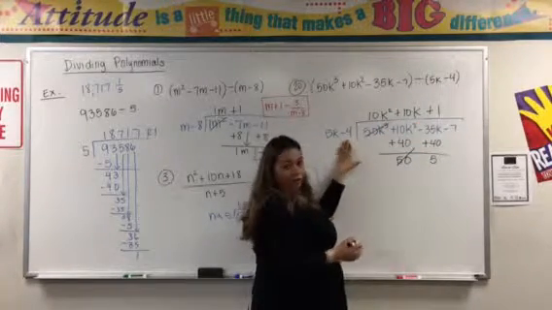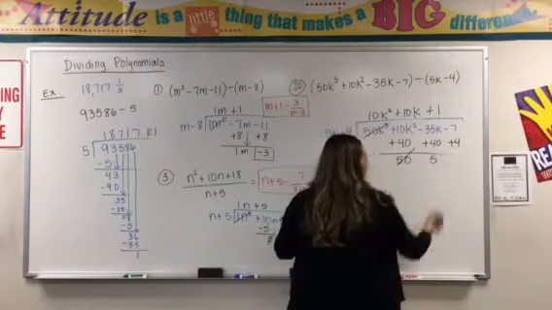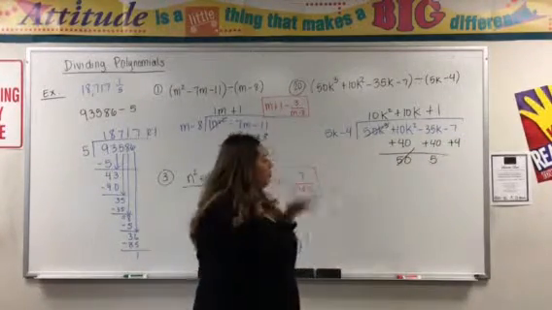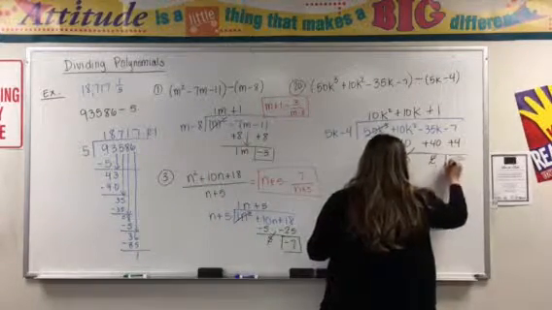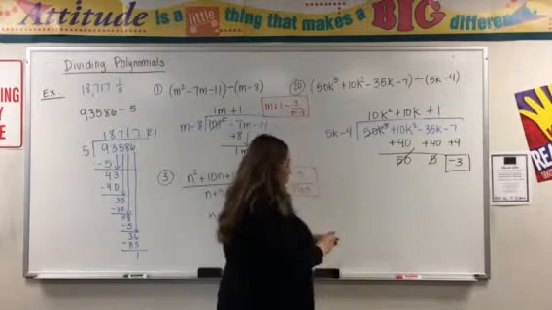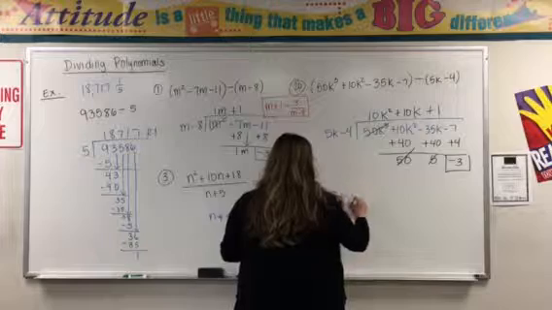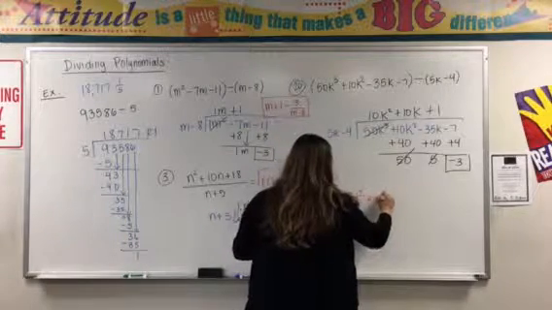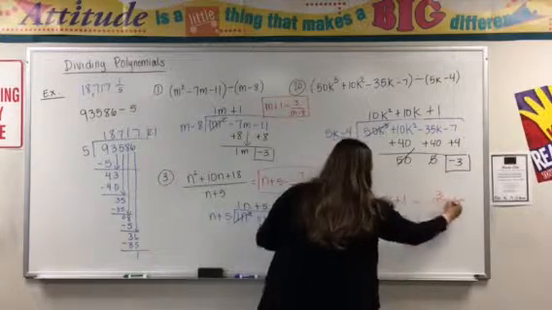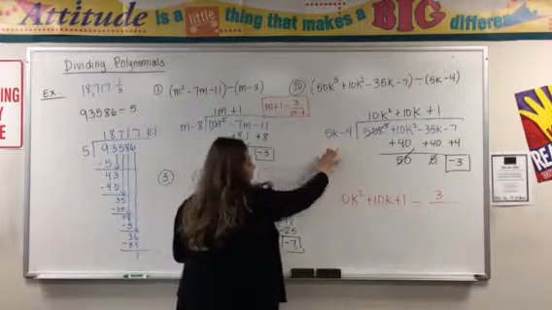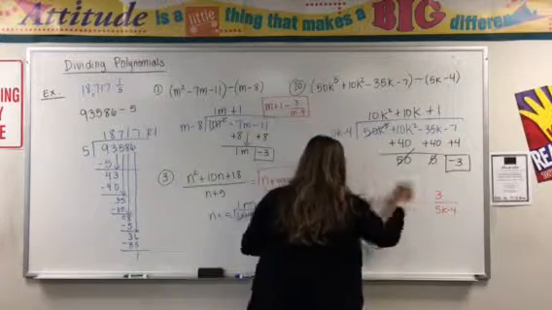1 times negative 4 will be negative 4. Opposite of a negative 4 will be a positive 4. So negative 7 plus 4 is negative 3. This is our final remainder. So the way we're going to write our answer for this one is going to be 10k squared plus 10k plus 1 minus, because it's a negative, 3 over whatever we're dividing it by, right here, the 5k minus 4. So this is our final answer.